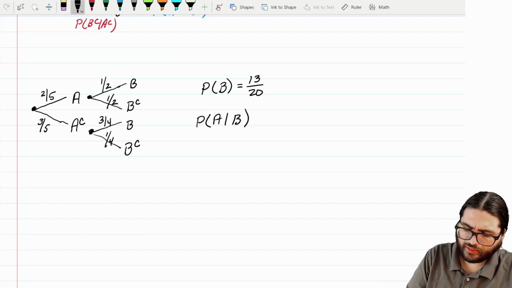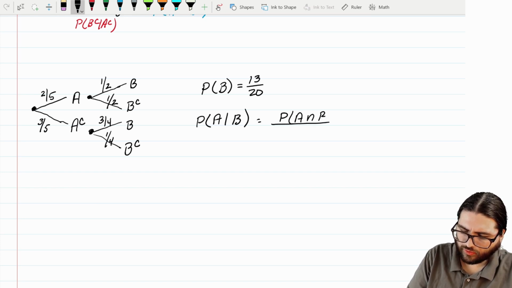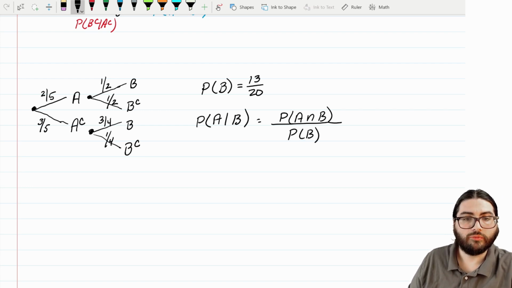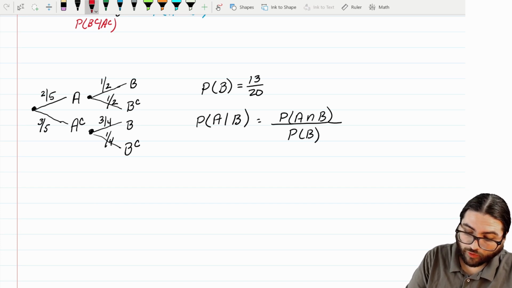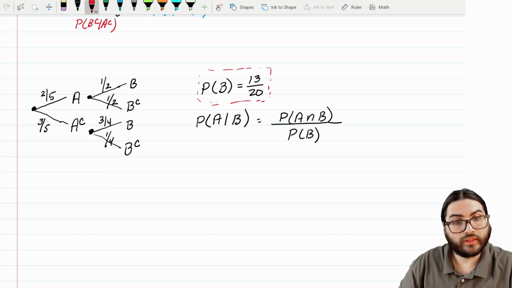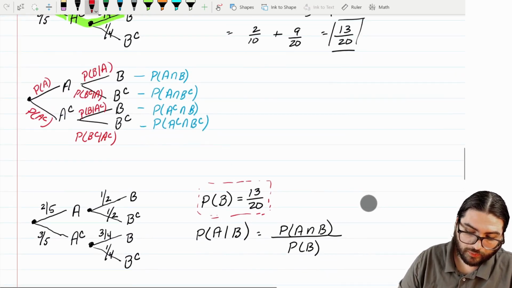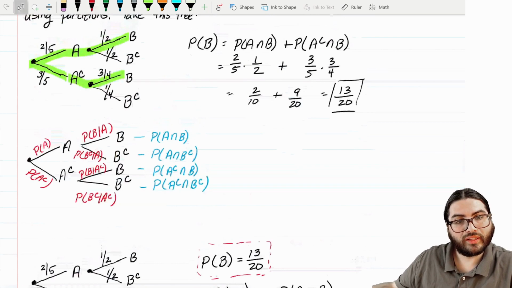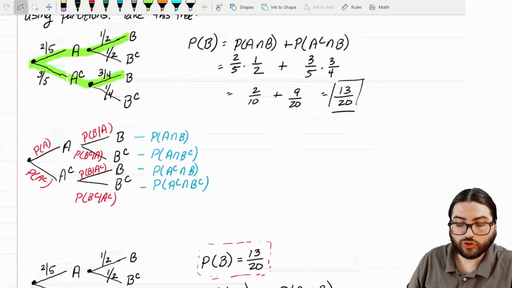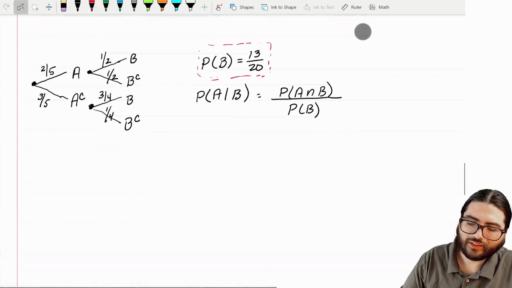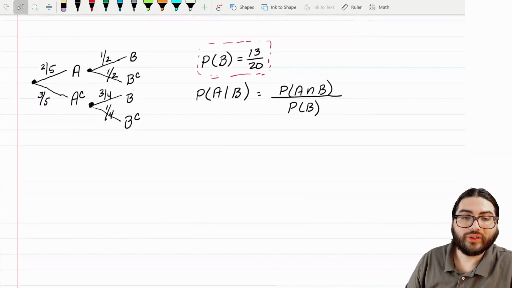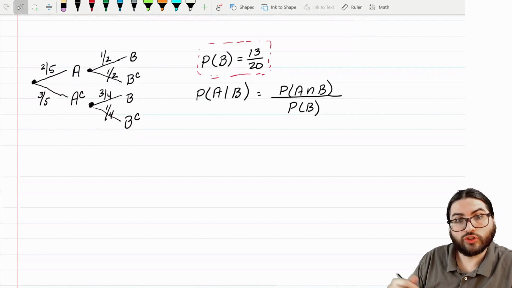Let me go back and get my formula. So I know this means the intersection divided by probability of B. And lucky for us, we've already calculated probability of B. When you're doing your homework, you may have to realize that you'll have to go back and calculate probability B manually, just like we did up above, and split that probability B out over several paths in the tree. But I kind of knew this was coming, and I went ahead and I calculated probability B beforehand, so I can just plug that in.